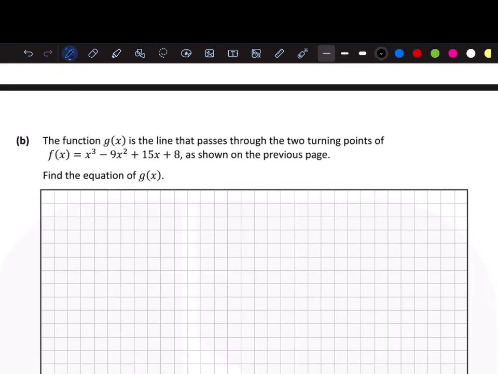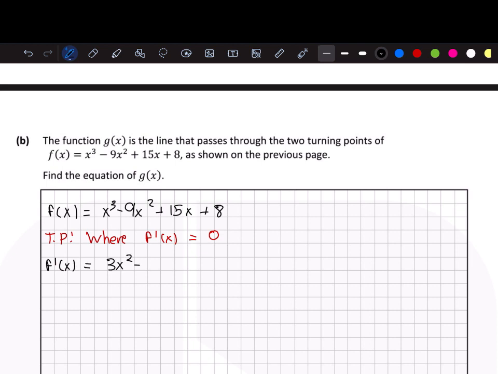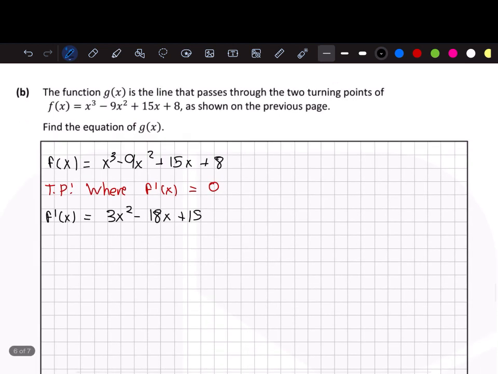So, f of x, I'll rewrite, is equal to x cubed minus 9x squared plus 15x plus 8. Turning points are located where f prime of x is equal to 0. Whatever value of x I get, I substitute that back in to f of x, and that'll give me the y value. So let's go ahead and do that. So I need to find f prime of x first of all. That's going to give me 3x squared minus 18x plus 15. I can make this a little bit easier by dividing everything by 3. So I get x squared minus 6x plus 5.